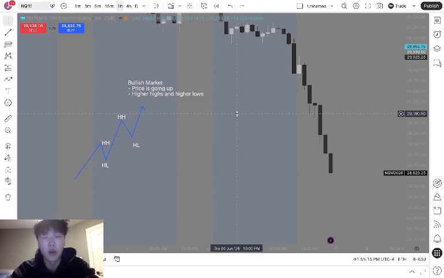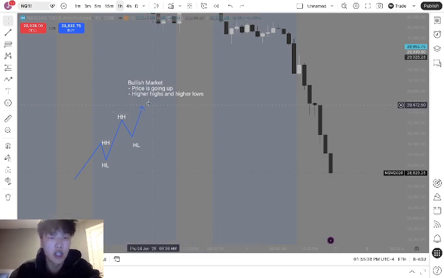Today we're going to be going over what market structure looks like and what the terms bullish versus bearish market look like and what they basically mean. So we'll start with the bullish market. Bullish, in day trading, means that price is going up, right? Price is going up in a pattern that is continuously increasing in price. So what this looks like is it consists of higher highs and higher lows.